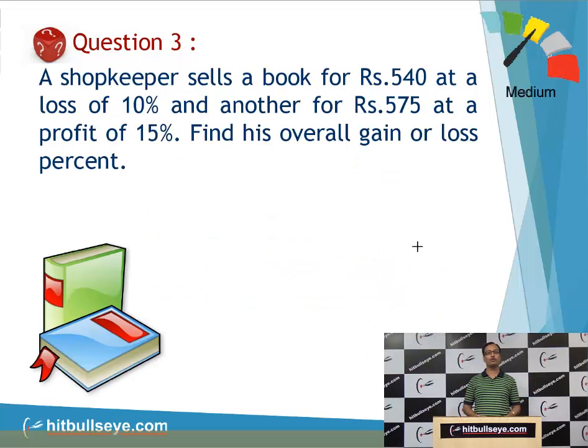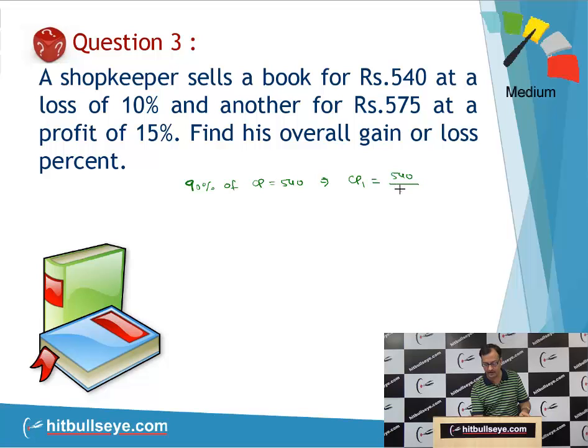Students, let us move to question number 3, which says that a shopkeeper sells a book for rupees 540 at a loss of 10%. So which means if he is getting a loss of 10%, that means he is receiving a value of 90% of the cost price. So can we write 90% of the cost price is given to be 540, which implies that the cost price of the first article must be 540 upon 90%, which on solving comes out to be rupees 600.